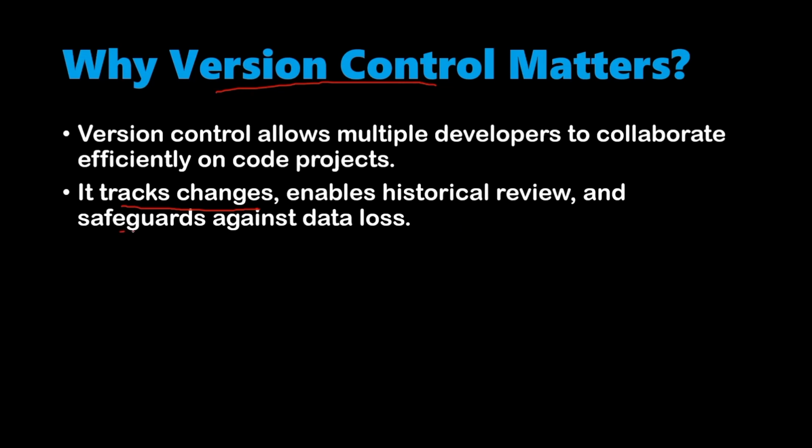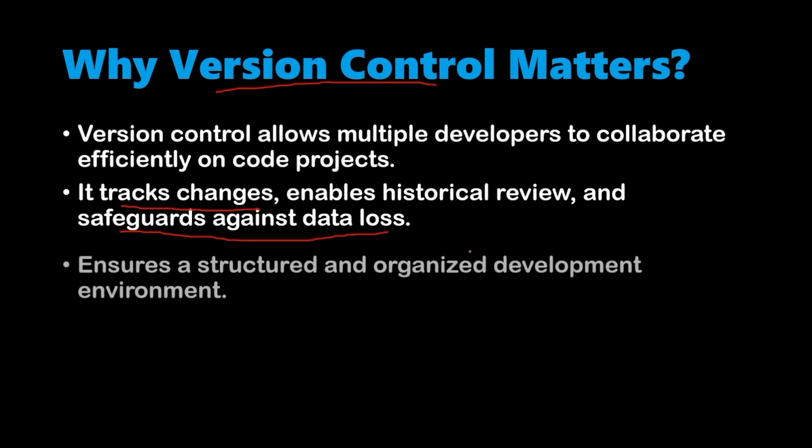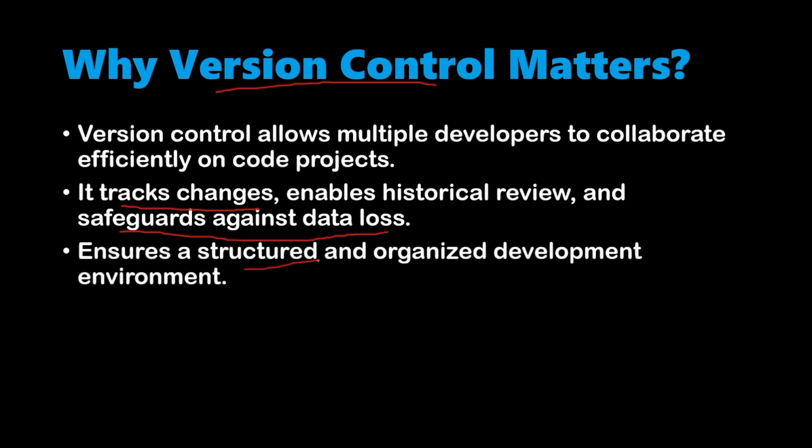And how can it safeguard against data loss? Version control allows us to store the data on the web, which I will be discussing in a later class, that is, how we store our code and project on web storage. If we lose our laptop or if the computer hard drive gets damaged, our code will remain safe in the cloud storage, right? And a third point here is that it ensures a structured and organized development environment.